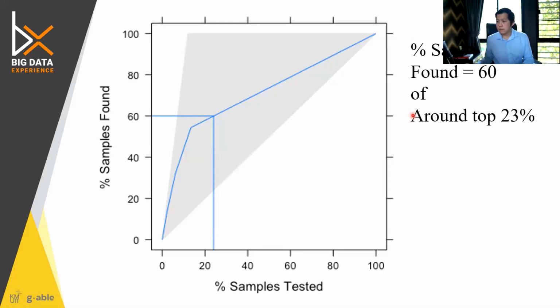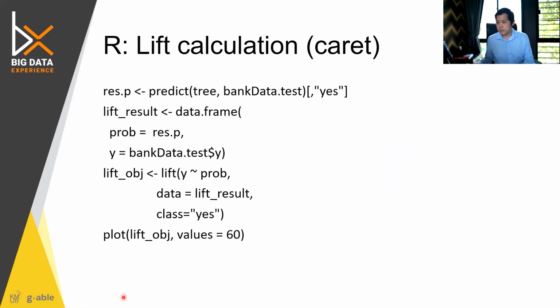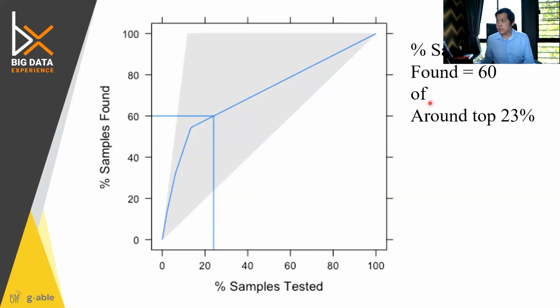So to get, actually, if you put in 60 like this one, the value 60, it would mean that to get 60% recall, you need to take 23% of the data. So sample found is the same as recall, right? How many points you can recall from the total points, and 60 is 60%. So to get 60% of the positive points, you need to cover 23% of the top of the data set, or the top percentile of the results. So you can use the lift chart to do this.